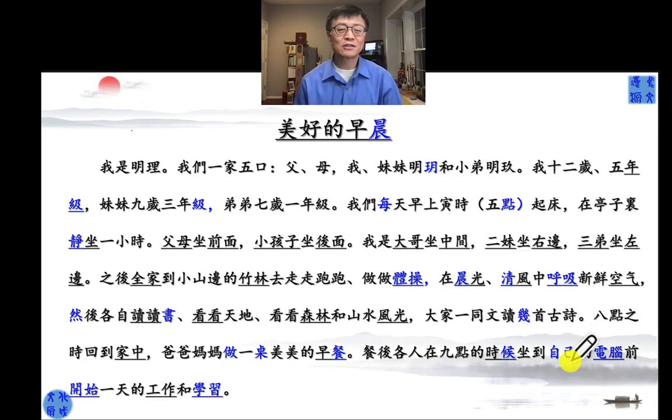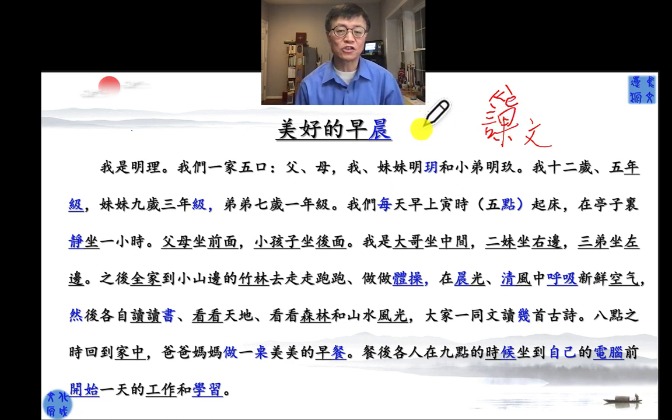I'm going to introduce a text, a 课文. In Chinese, it's called 课文. 课, fourth tone, 课文. That's text.